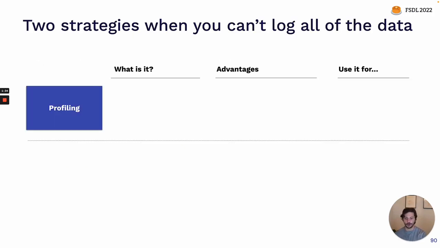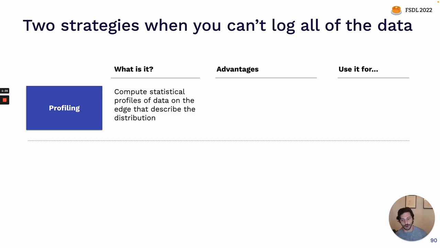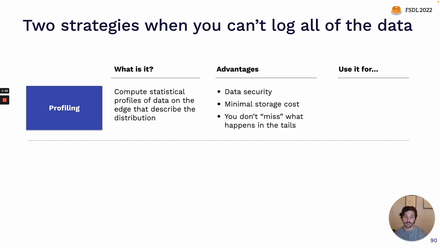The first is profiling. The idea of profiling is that rather than sending all of the data back to your cloud and then using that to do monitoring or observability or retraining, instead you can compute statistical profiles of your data on the edge that describe the data distribution that you're seeing. So the nice thing about this is it's great from a data security perspective because it doesn't require you to send all of the data back home. It minimizes your storage cost. And lastly, you don't miss things that happen in the tails, which is an issue for the next approach that we'll describe. And so the place to use this really is primarily for security critical applications.